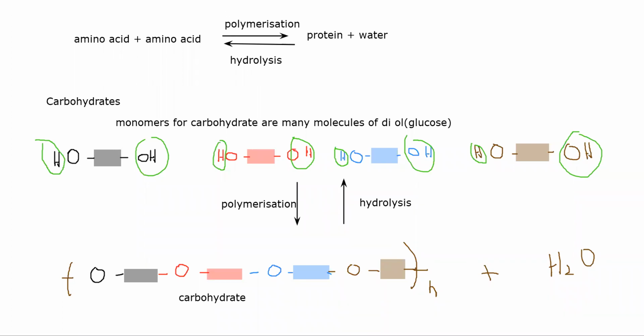Like you have many molecules of glucose. Why is it known as a diol? Because di means two, okay? And ol means alcohol or OH group. You can see it has two OH groups at the end. That's why we call that a diol. So in this case, we have glucose molecules. So glucose molecules result in the formation of carbohydrate plus water.